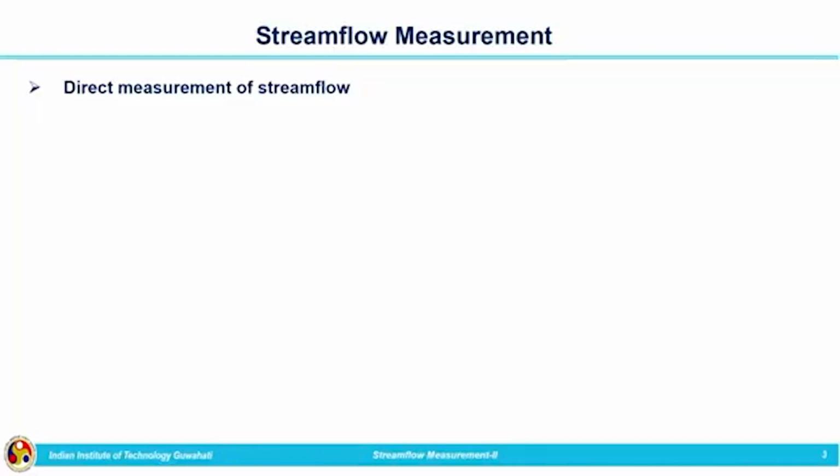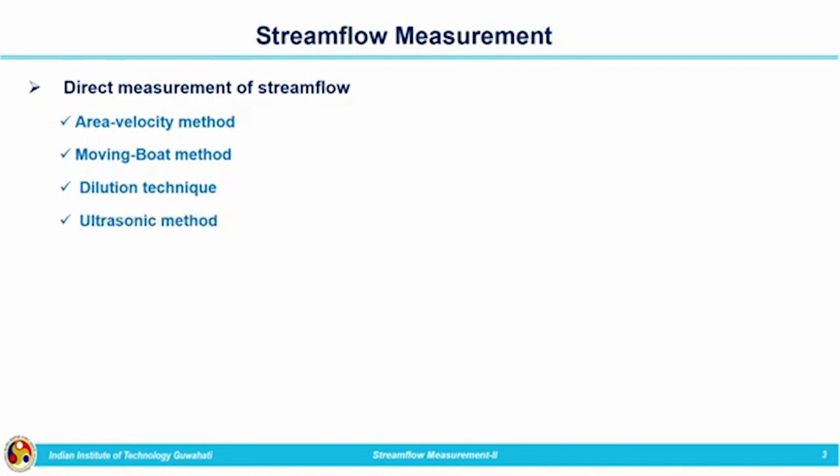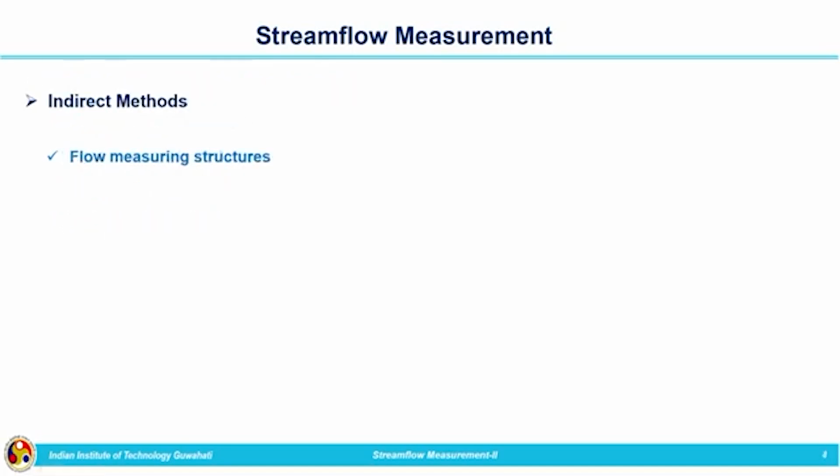When we talk about streamflow measurement, there are two ways. One is direct measurement of streamflow, and the second is indirect measurement of streamflow. Direct measurement includes different techniques: area velocity method, moving boat method, dilution technique, and ultrasonic method. Some other techniques are also there, but I am discussing these four techniques here. And when we talk about the indirect method, those include flow measuring structures.